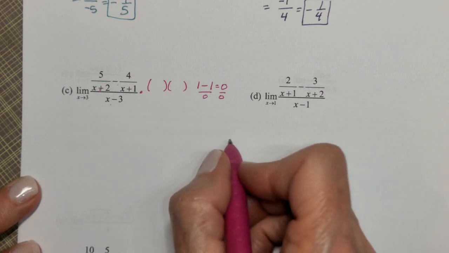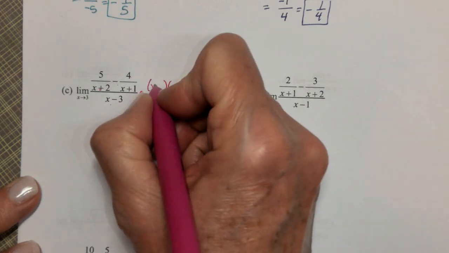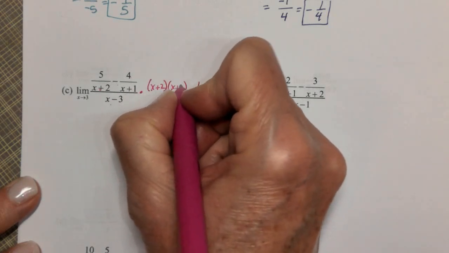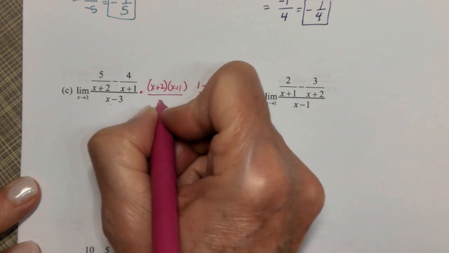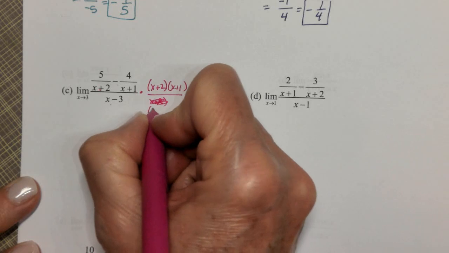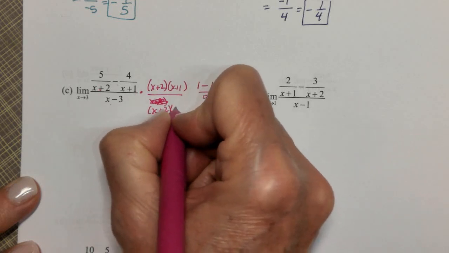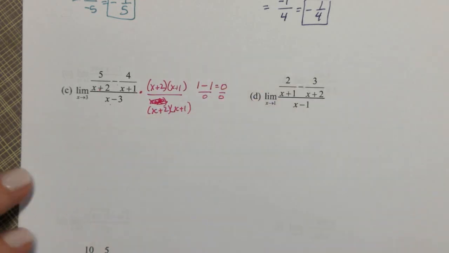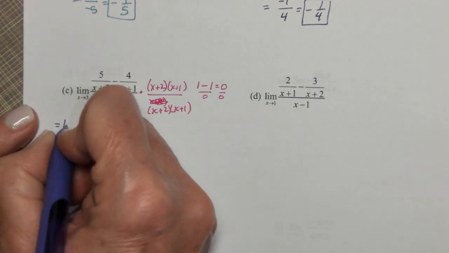Well, whatever's making the fraction complex. So x plus 2 and x plus 1. Okay, like that. All right. I'm going to rewrite my limit here.